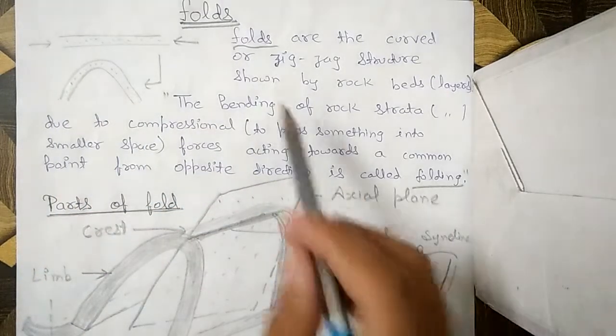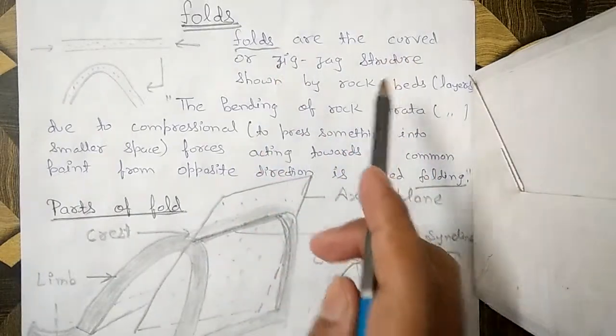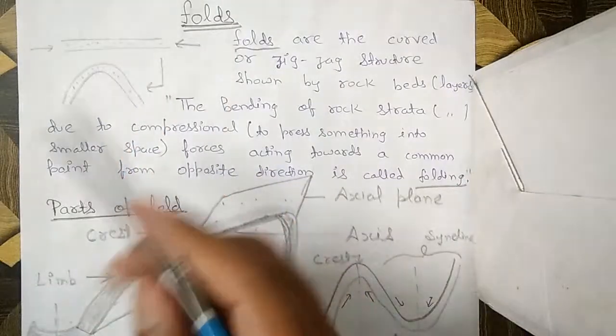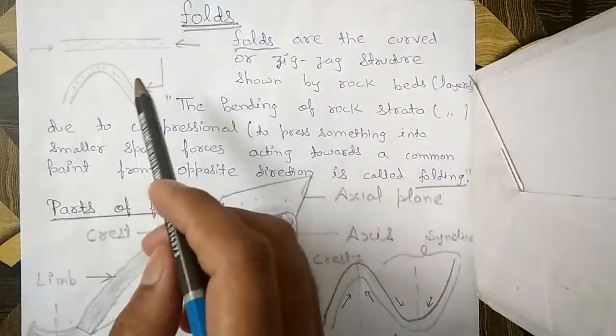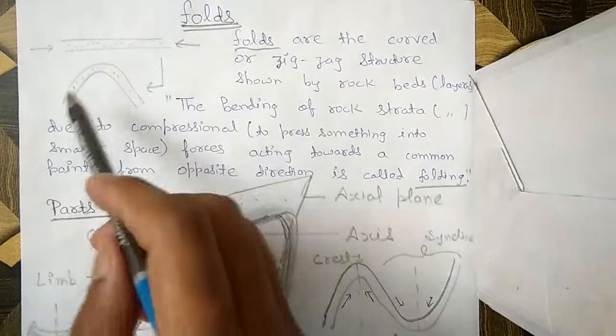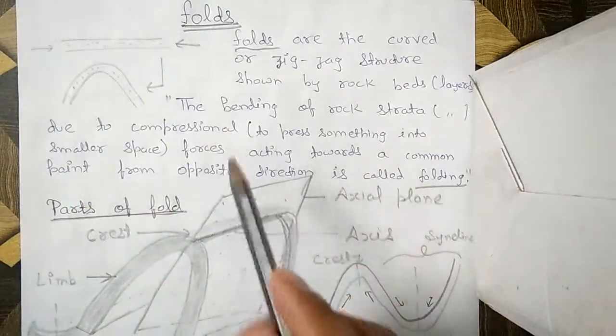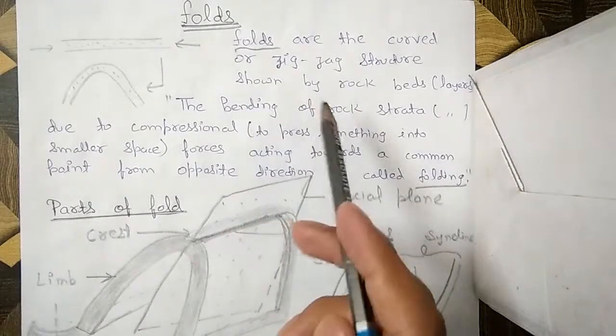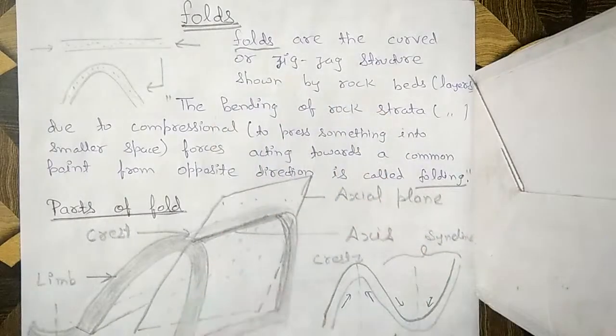Folds are the curved or zigzag structures shown by rock beds. This was a rock bed. I applied force on it from both sides towards the same point. Then it became curved or zigzag. Sometimes the structure becomes zigzag also. So this type of structure shown by rock layers or rock beds is called a fold.